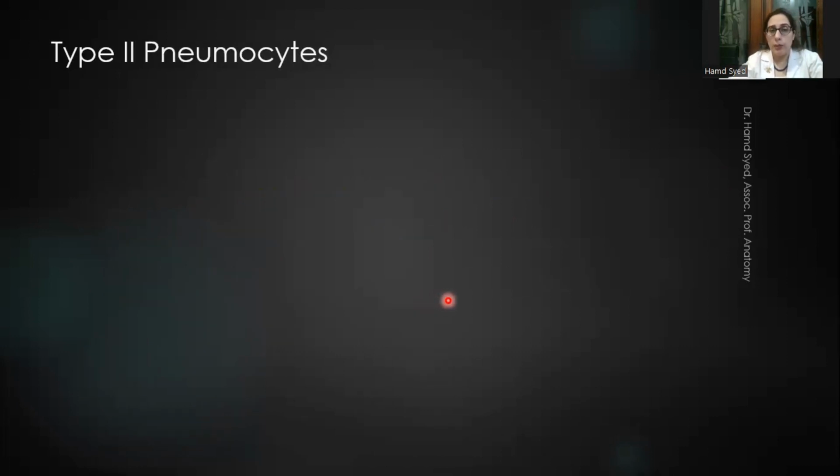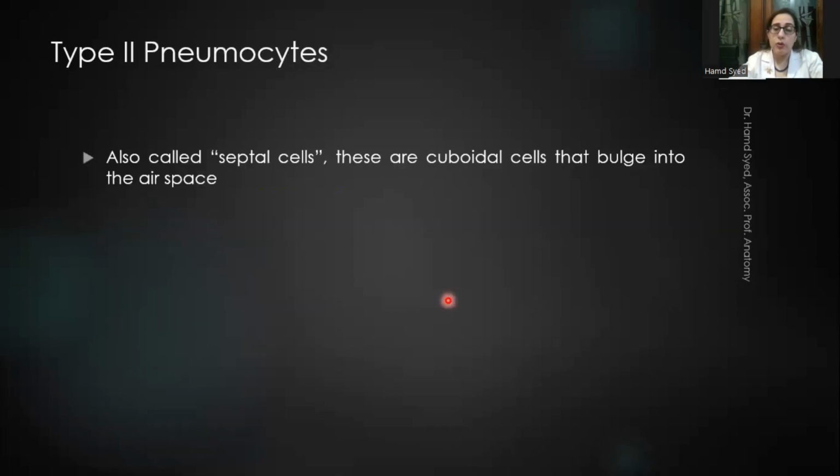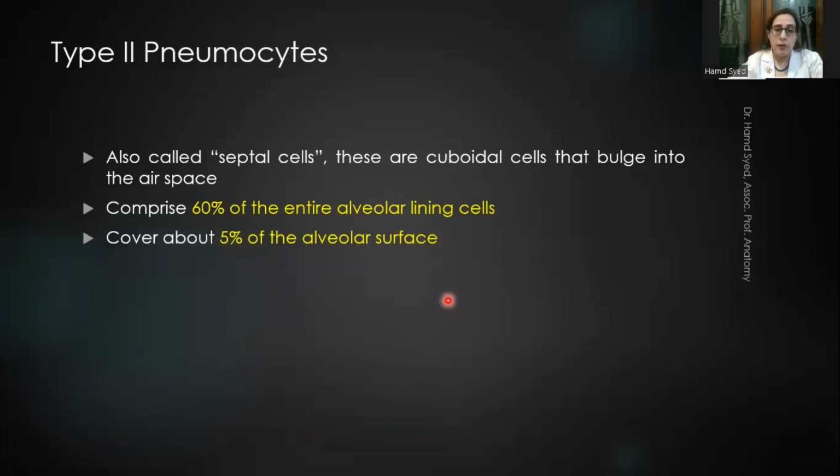Now let's come to the type 2 pneumocytes. The type 2 pneumocytes, which are the other type of alveolar lining epithelial cells, are also called septal cells. Their shape is cuboidal, so they bulge into the airspace. Now, they make up about 60% of the entire alveolar lining cells. So their number is more in comparison to the flattened type 1 pneumocytes.